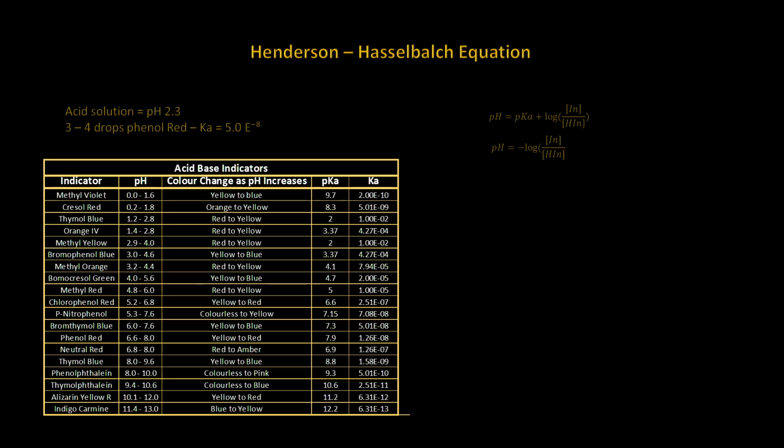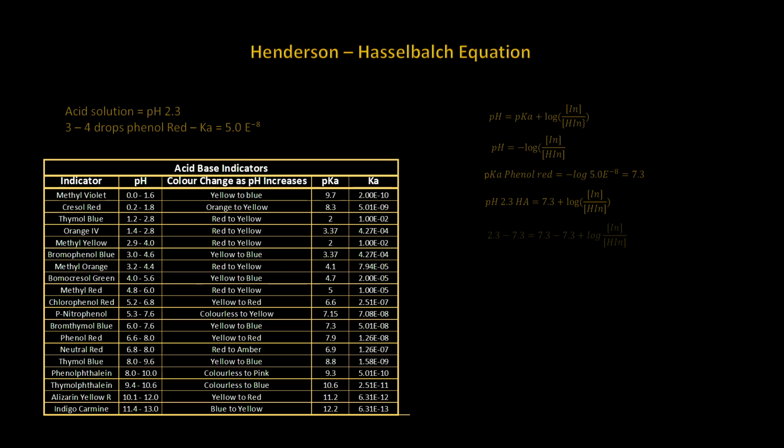Therefore, the equation changes to pH equals the minus log plus the log of In divided by HIN. Consulting the acid-base indicator chart, phenol red changes color from yellow to red between pH 6.6 and 8.0. From the previous slide, the pKa for phenol red equals the minus log of the 5.0 times 10 to the minus 8 Ka, which equates to 7.3 pKa. The equation algebraically becomes pH 2.3 equals pKa, which is 7.3, plus the log of In divided by HIN.